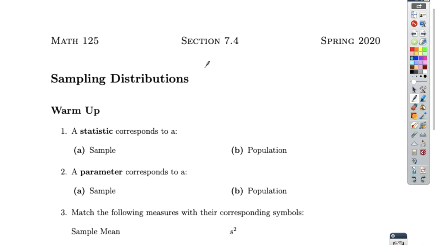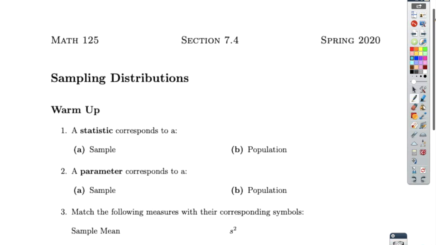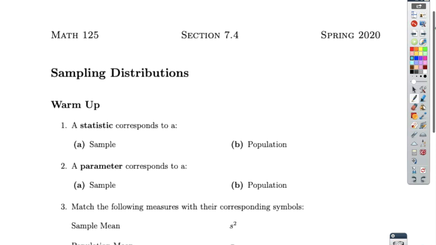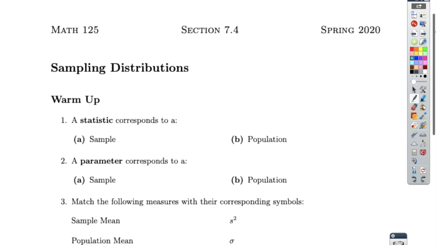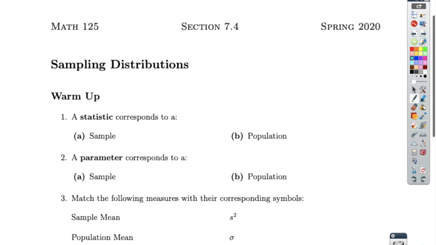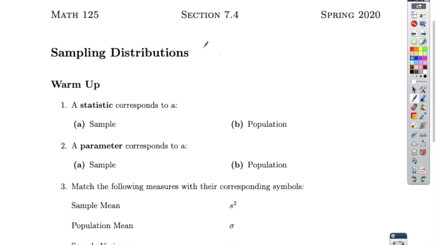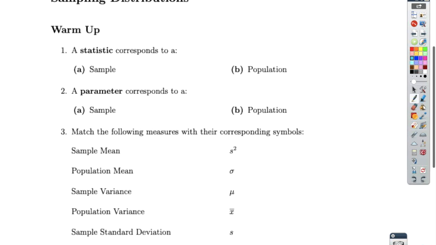Last time, in section 7.3, we went over how to find the area underneath a normal curve, the left area. That was using the z-score, and keep that table handy that's at the end of section 7.3. But for right now, we're going to deviate just a little bit from that topic and talk about something called sampling distributions. So let's start with a quick warm-up.